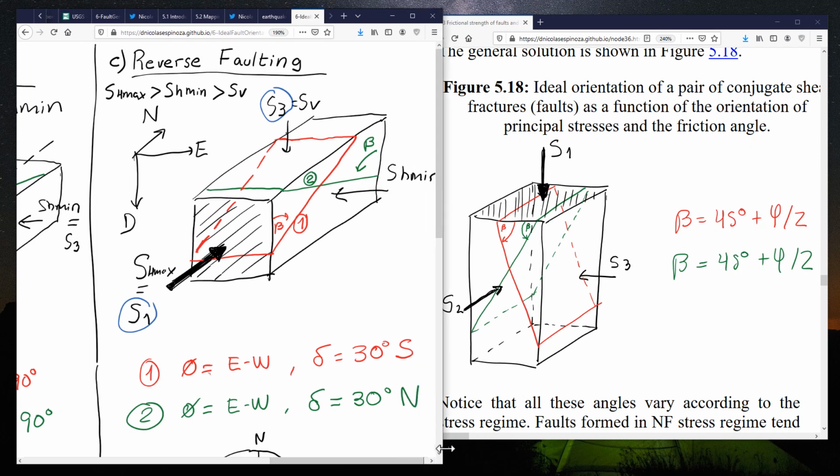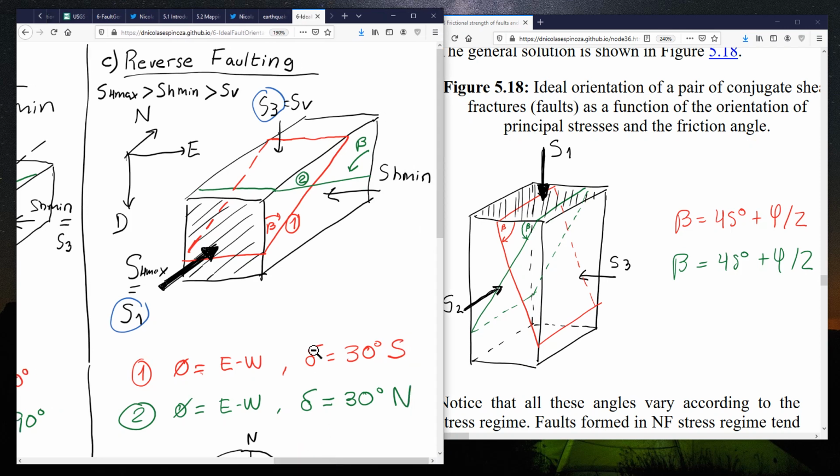And in the reverse case, as we have seen, we're going to expect fault planes which have a slope which is relatively gentle with respect to the horizontal plane, but the 60-degree angle still applies. Now, this beta is measured from the vertical plane, and this is where beta is, same from here or from there.